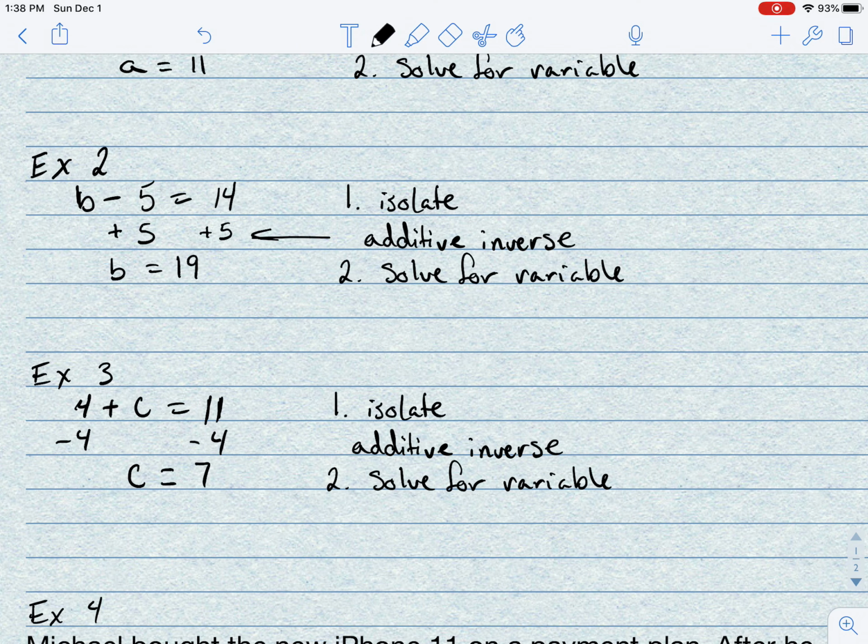Once again, we use the additive inverse of plus 4. And what we did to one side, we did to the other. And then simply last step, just solve. So c equals 7.